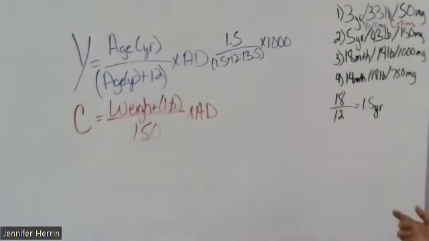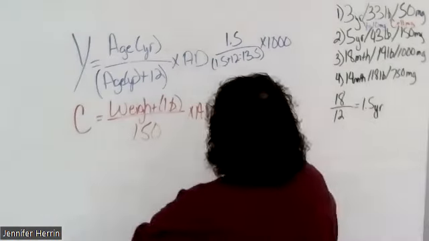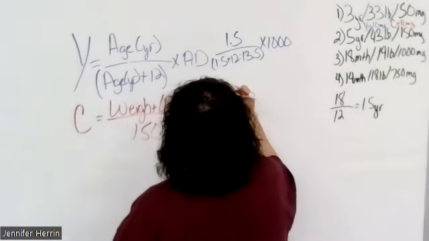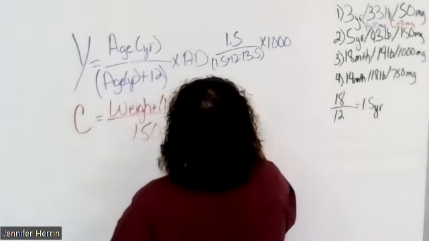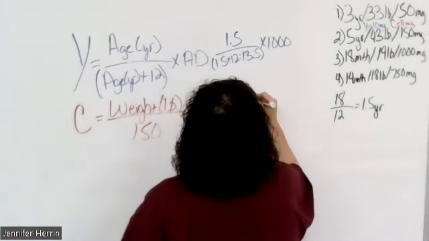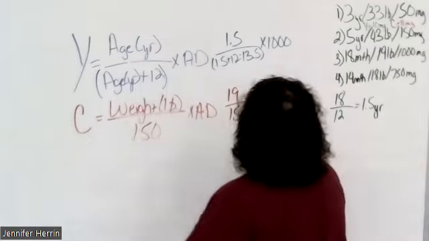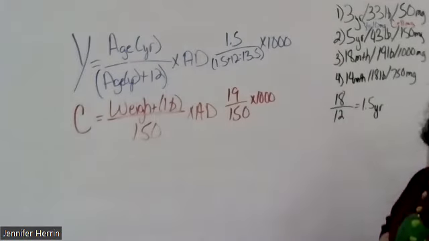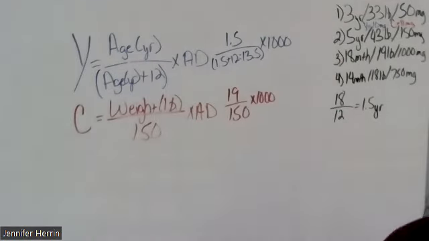For Clark's rule, our patient's weight is still expressed in pounds, so we don't have to do anything special there. We're going to take that 19 pounds, divide it by 150, and then multiply by that adult dose, in this case 1,000 milligrams. So let's plug this into our calculator.